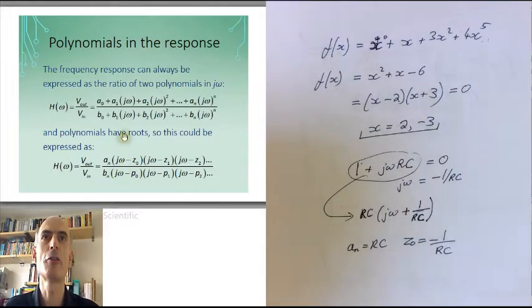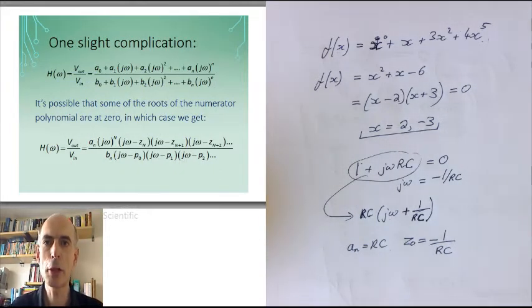Rather than specifying them in terms of the coefficients of j omega and j omega squared and so on, we specify them in terms of the roots of these polynomials. And the roots of the numerator we call the zeros, and the roots of the denominator we call the poles. There are just a couple of slight complications to be aware of.